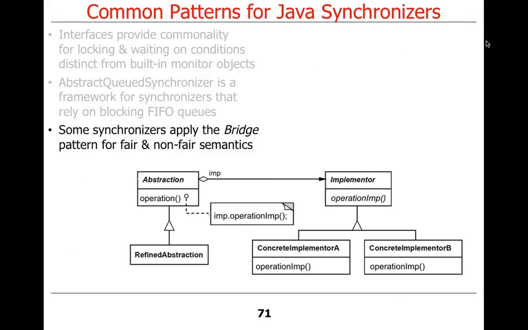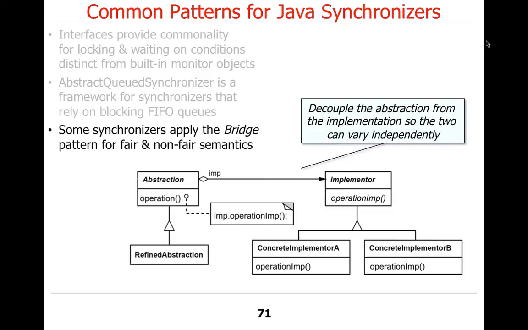Okay, another interesting thing is that many of the synchronizers that are part of Java use our good friend, the bridge pattern. And they do this to be able to do just what we did when I showed you my solution for the specific notification semaphore implementation. They do it to decouple fair and non-fair semantics. And we'll see which ones they are in a second.